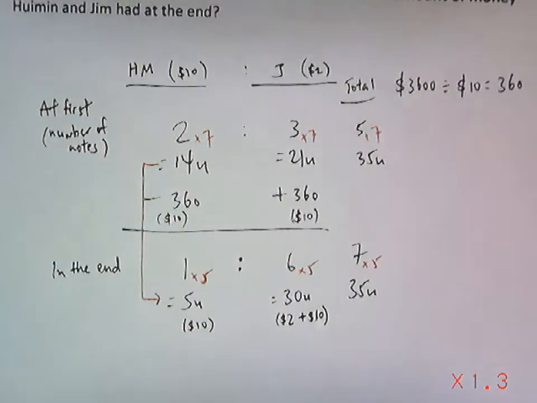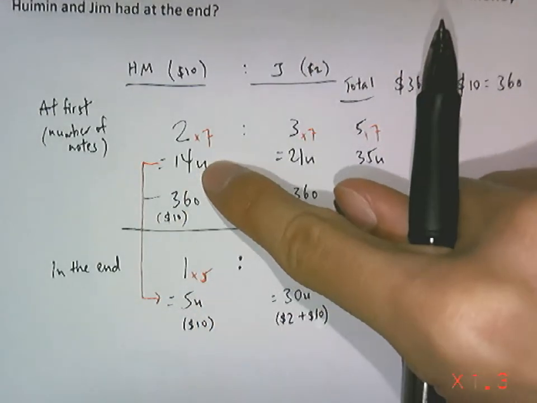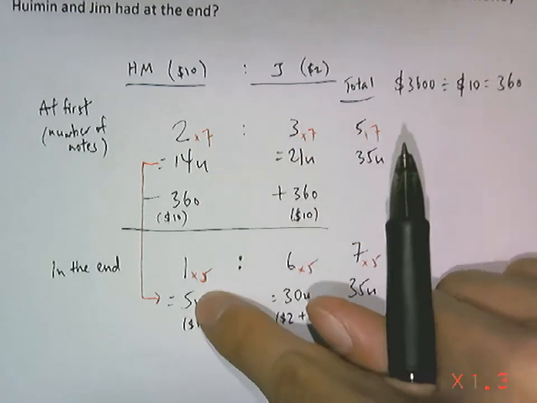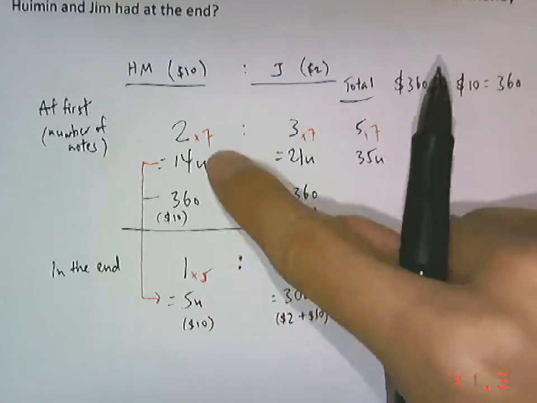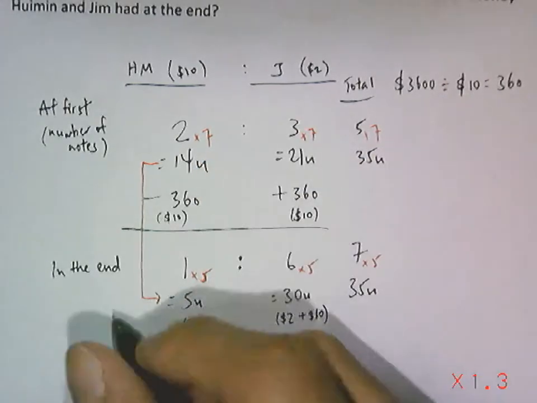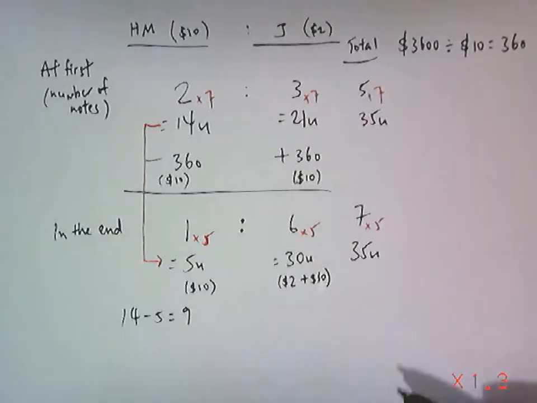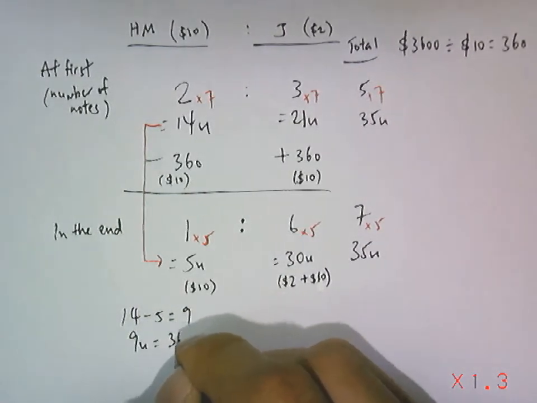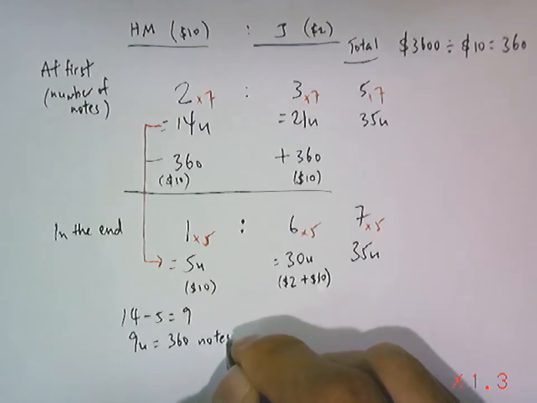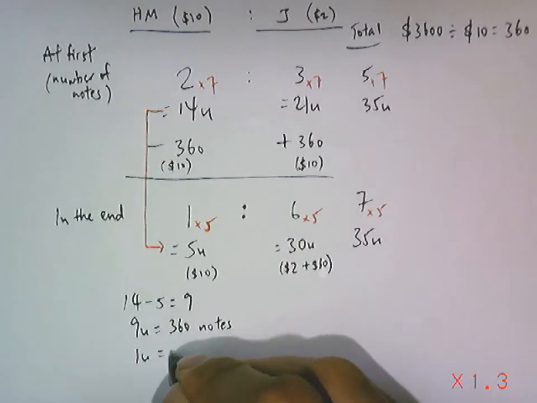More importantly is to count the 360 pieces of notes, which represents the difference over here. 14 units of notes from Hui Min becomes 5 units, still in $10 form, a decrease of 9 units. So the 9 units must be the 360 pieces of notes. You can find 1 unit first: 40 notes.